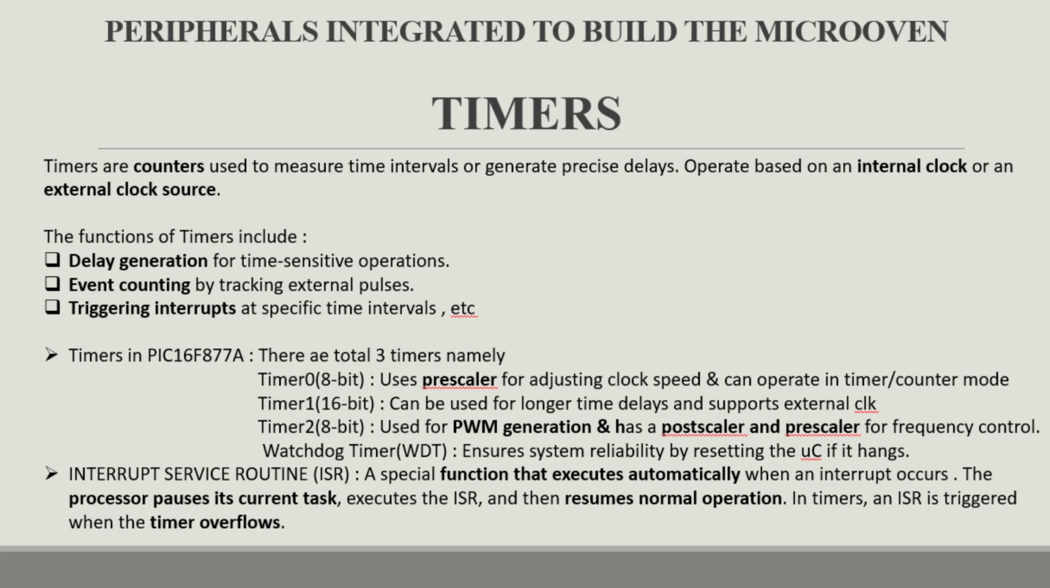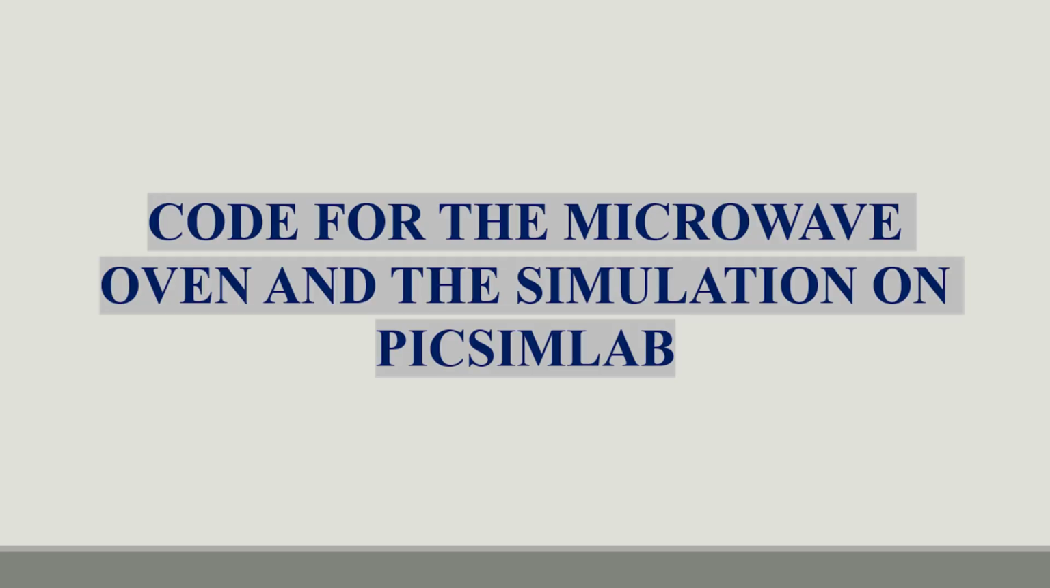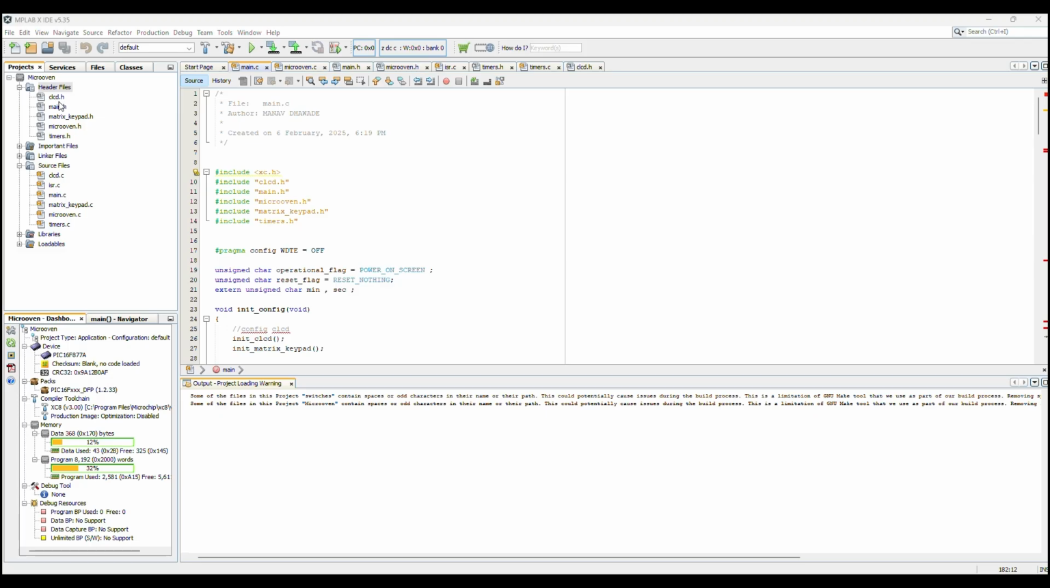So, timers are a very important and integral part of our microwave oven project, without which the project won't be carried out smoothly as it should. Now, let us take a look at the code for the microwave oven, which was implemented as part of this project, followed by a simulation of the microwave oven. The code for the microwave oven system has been implemented by integrating the various code modules of the various peripherals used, which are the CLCD, timers, matrix keypad, and so on.